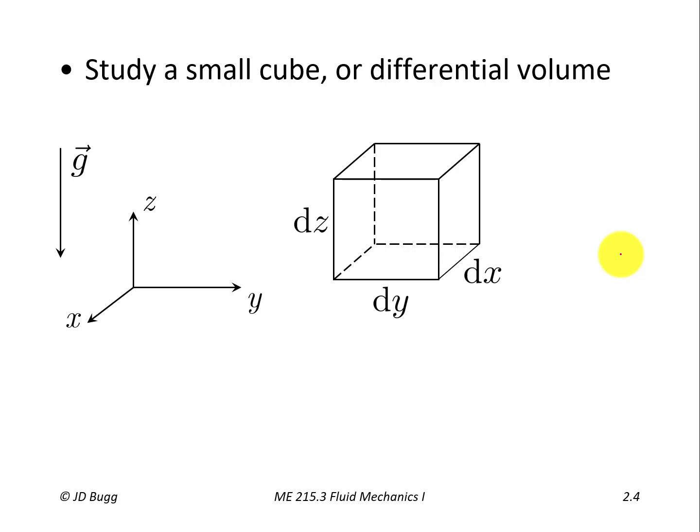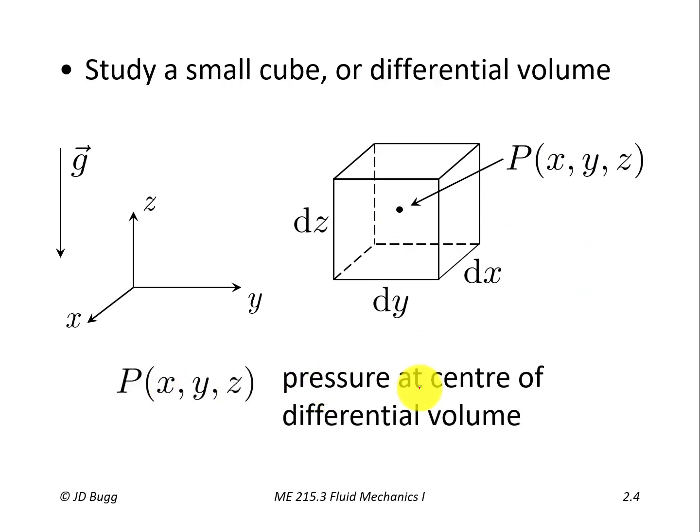Now the pressure is what we're interested in here. So the pressure in the very center of this small cube is P. Whatever value that is, that's what we're going to be figuring out in different applications. But that's P at a particular location XYZ in this fluid. So the location of the center of this volume has some XYZ coordinates, and the pressure at the center is known as P as a function of X, Y, and Z. So that's the pressure at the center of the differential volume.